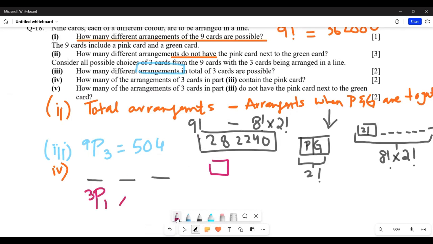Times, now if we take away one pink card, we have 8 cards left, and 1 spot has been taken by the pink card. So 2 spots are available for the remaining 8 cards. So 2 spots available for 8 cards means 8P2. So 3P1 times 8P2. That is 168.